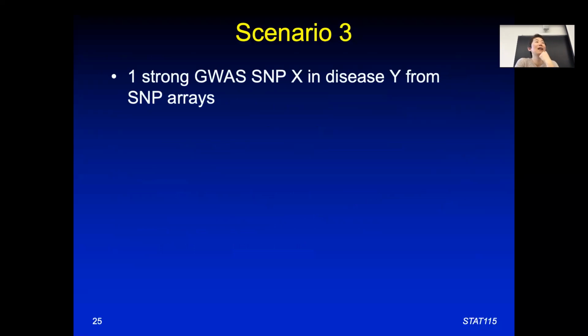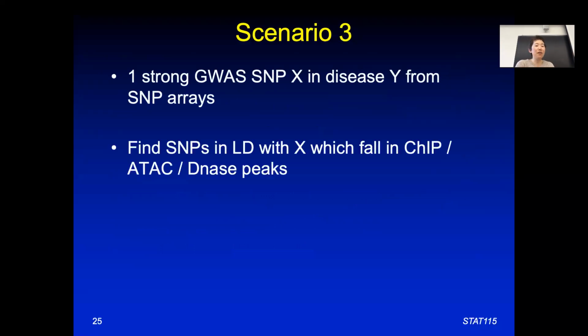Okay, you can try that. What if it doesn't have any peaks overlapping? Exactly. Yeah, that's the idea. You find the SNPs in LD with this X. Then you ask whether there are any public ChIP-seq or ATAC-seq or DNase-seq that overlap with those SNPs that are in LD. I think, if you're lucky, the SNP lands right in the peak. Otherwise, it could be in LD. Then what do you do?